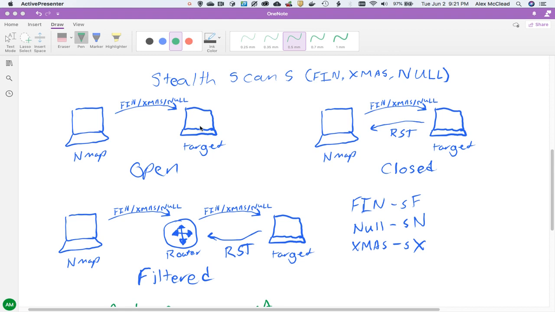If the target doesn't respond, it's considered open. But also, if you send one of these packets and it goes through a router, and that router goes to the target that you're looking at, and the target responds back with the reset, a lot of routers will cancel or filter out that reset packet. So since the return is the same for filtered and for open, i.e. no response or no reset, Nmap cannot determine the difference between the two.